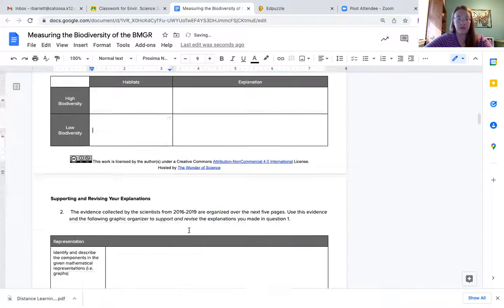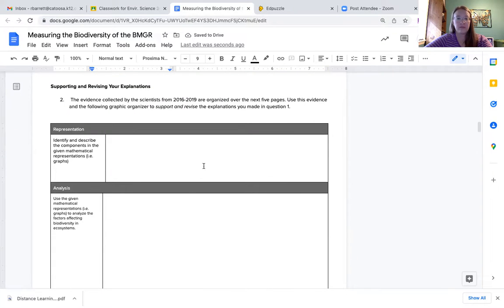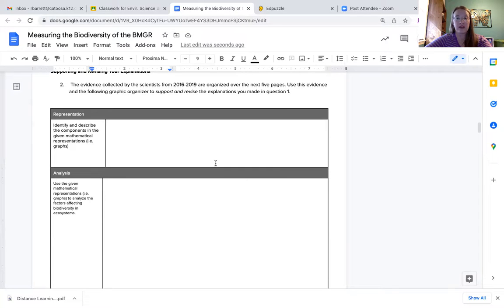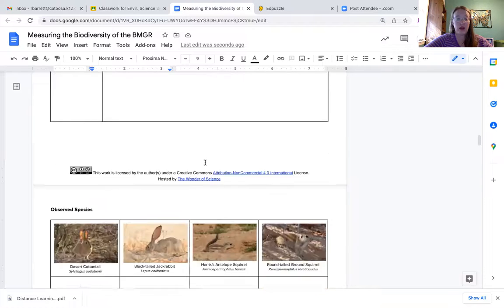All right, page 2. The evidence collected is over the next 5 pages. Use the evidence in the following graphic organizer to support and revise the explanations you made in question 1. Identify and describe the components in the given mathematical representations, i.e. graphs. They're using a fancy word for graphs. Mathematical representation means graphs. Identify and describe the components in the given graphs. So I'm going to go down here.